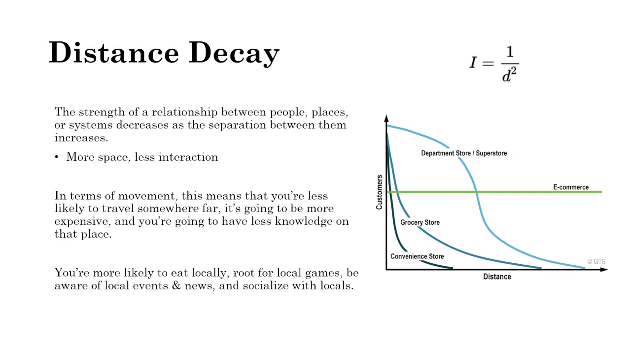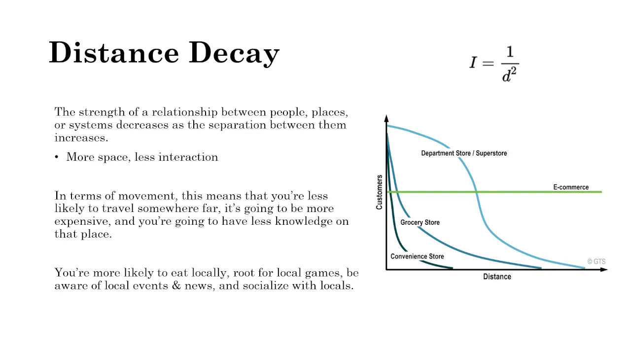So yeah, the more space there is, the less interaction there is, the less communication, the less likely you are to travel there. It might be more expensive. It's going to be more expensive. You're using gas, it's going to be more gas. And you might have less knowledge on the place. If you live in Oregon, you're probably going to have less knowledge on Georgia. If you lived in France, you're probably going to have less knowledge on Nigeria than Germany.